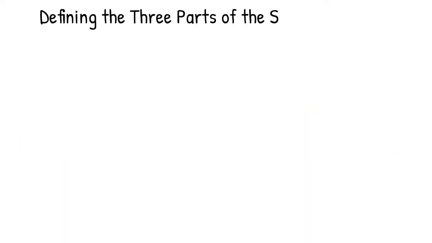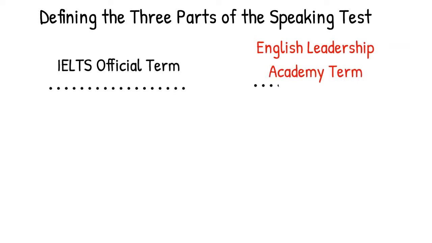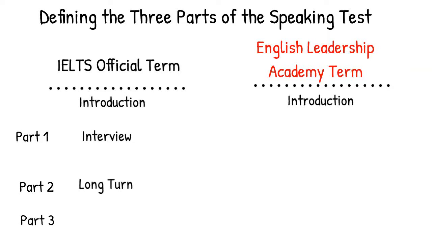Let's take a minute and define the three parts of the speaking test. And there's a difference between IELTS official terms for the test and what we refer to the terms at the English Leadership Academy. The first part is the same, an introduction. The IELTS official terms for the other parts we've changed a little bit to make sense. Part 1 they call interview. For us, we've broken it down to Part 1A of Small Talk, Part 1B of General Topics.